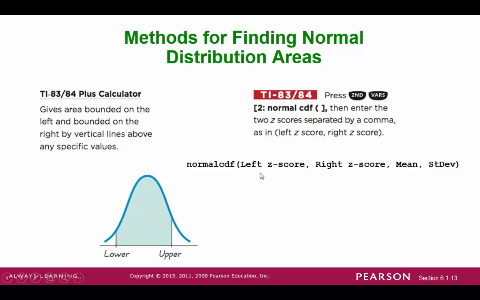And so for that, we will add on 2 more arguments in your function. So we're going to have the left z-score, the right z-score, and then the other 2 arguments that I want you to add on are the mean and the standard deviation of your distribution. Now, if it's a standard normal distribution, the mean is 0 and the standard deviation is 1. But later on, we'll be dealing with non-standard normal distributions, and so it would be good practice for us to start inputting the mean and standard deviation for this command.